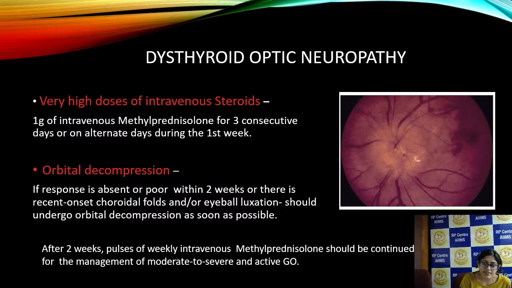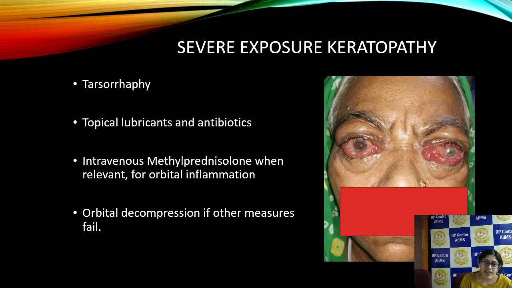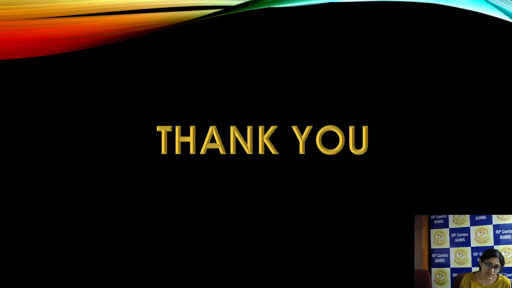After 2 weeks, once the disease has settled, we can go for pulses of weekly therapy, as has been described in the management of moderate to severe and active Graves' orbitopathy. Lastly, we have severe exposure keratopathy, as we can see in this image. In these patients, we treat with tarsorrhaphy with topical lubricants, intravenous methylprednisolone, as well as orbital decompression, if other measures fail. Thank you.